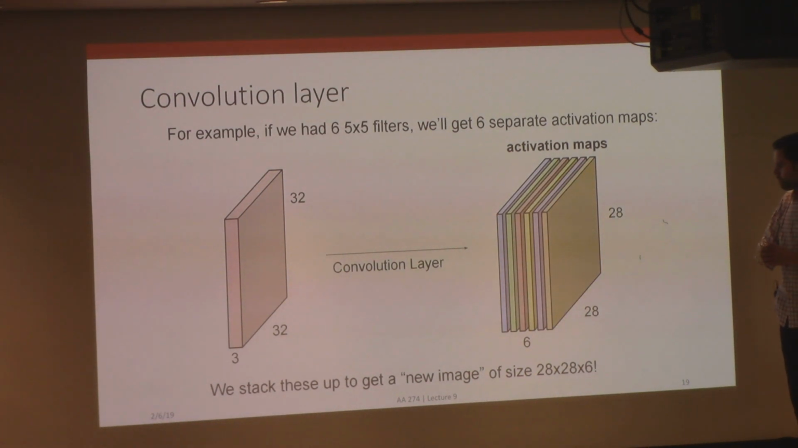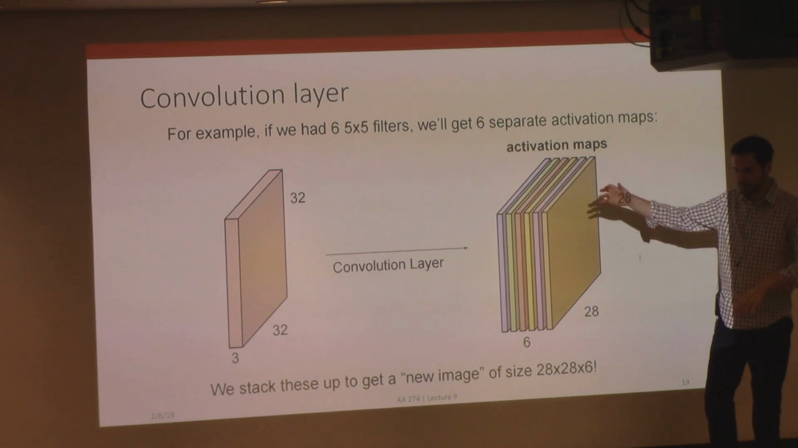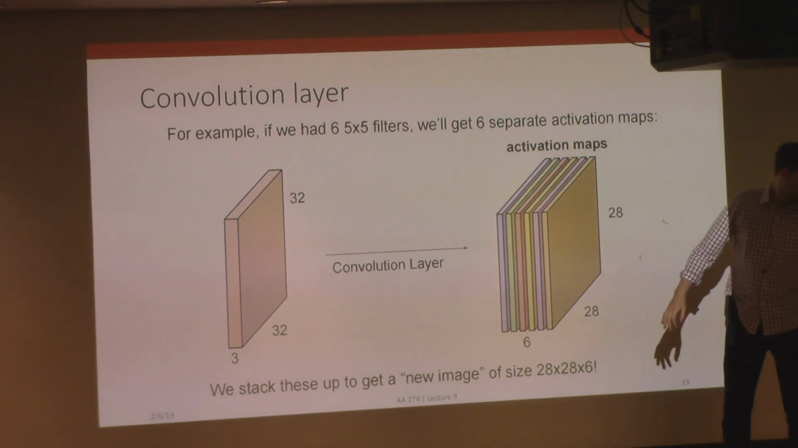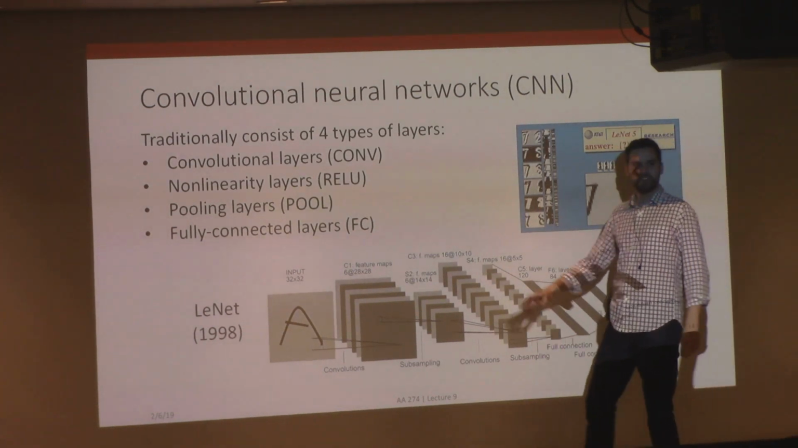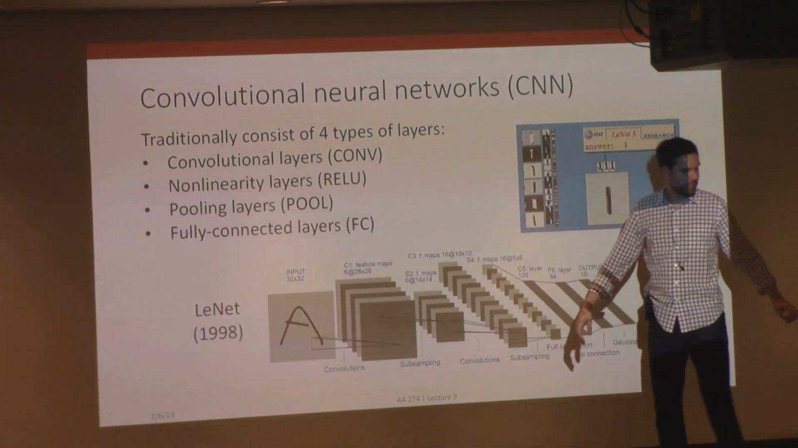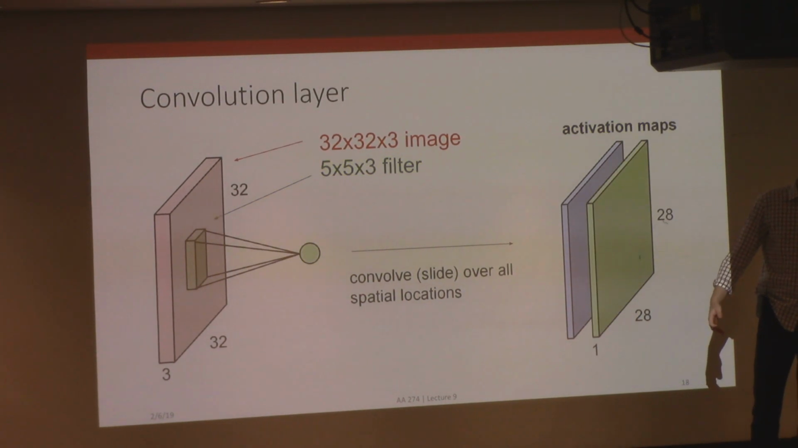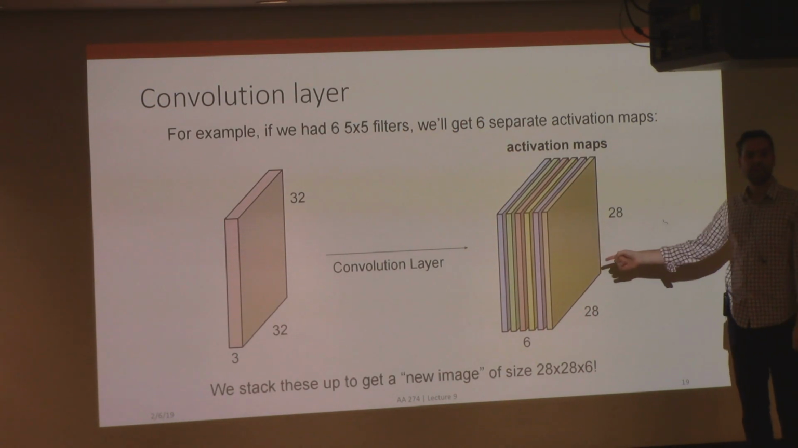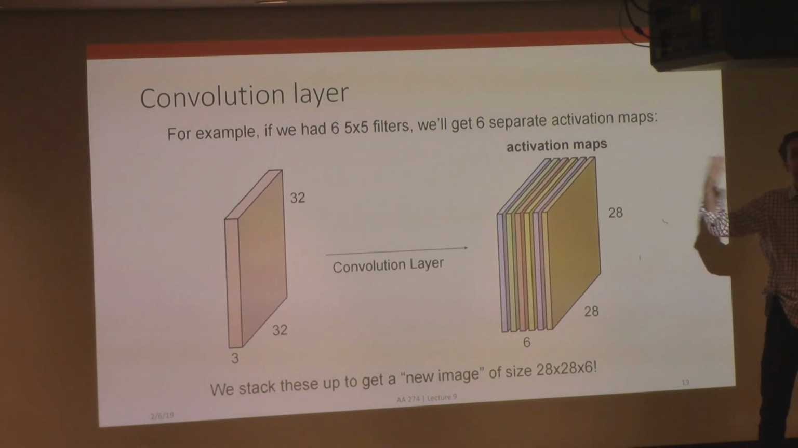Because there's this hierarchical structure, it's very similar to a multi-layer perceptron in that you're taking the output from one layer and passing it into another layer. So from our 32 by 32 by 3 image, we now have a 28 by 28 by 6 image, and this is now our input into the next convolutional layer.